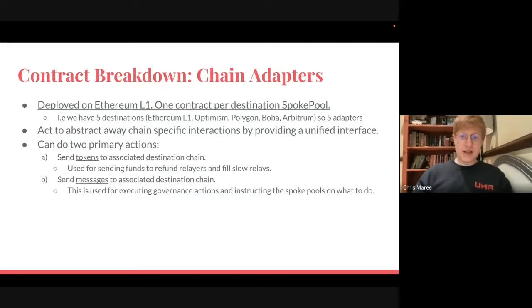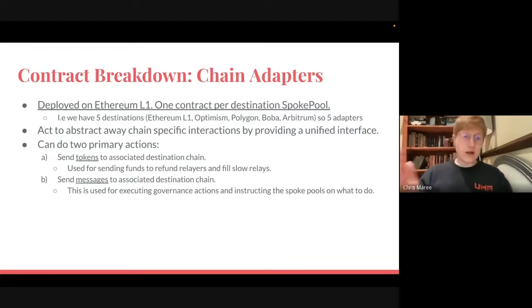We spoke about these chain adapter things. At a high level, we have one of these per destination spoke pool. These are deployed on layer 1, and they basically act as an abstraction layer to sit in between the bespoke interfaces that each of these chains have and the hub pool. So it gives us a unified interface so that the hub pool only needs to know how to do one kind of thing, and it can talk to many kinds of layer 2s. Arbitrum and Optimism, for example, have different interfaces for sending messages and sending tokens. So this thing lets us unify that.